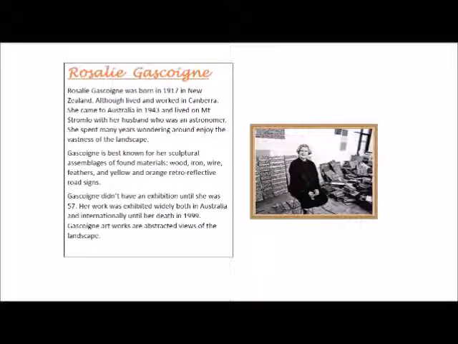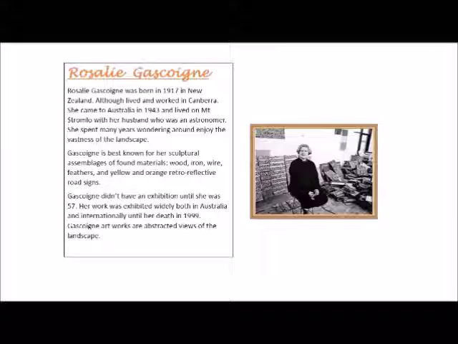Another artist to look at is Rosalie Gascoigne. She was born in 1917 in New Zealand, and she came to live in Australia in 1943, so we have claimed her as our own. She lived on Mount Stromlo with her husband, who was an astronomer, and she spent many years raising her family, wandering around, enjoying the vastness of the landscape.